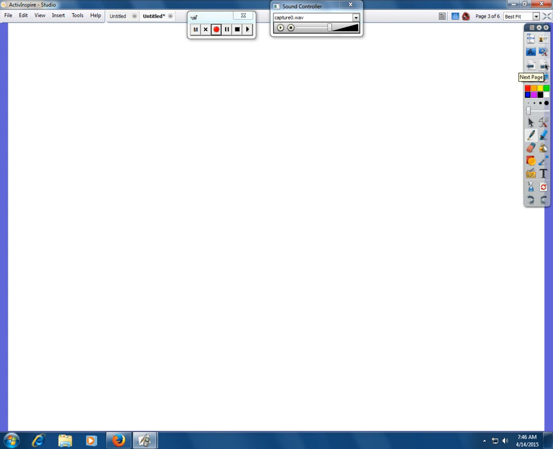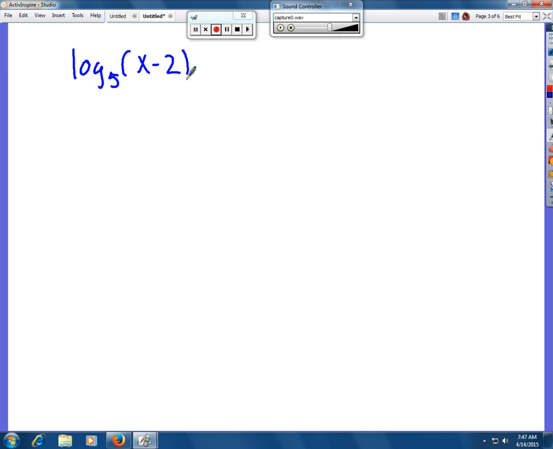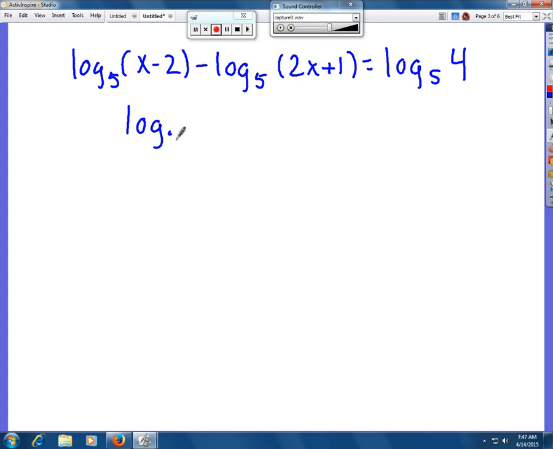And that example is log base 5 of x minus 2 minus log base 5 of 2x plus 1 equals log base 5 of 4. Okay, it just takes up a lot of room. It's not any harder than the other ones. We're just using the quotient property instead of the product property. So I take this argument divided by the second argument, and I have log base 5 of x minus 2 over 2x plus 1 equals log base 5 of 4.